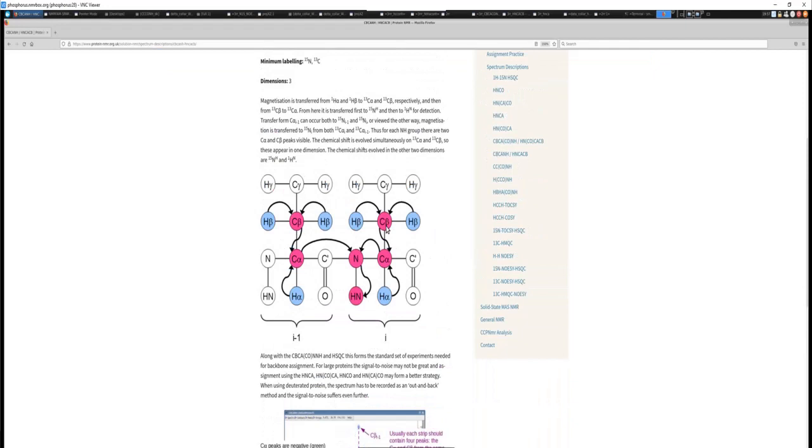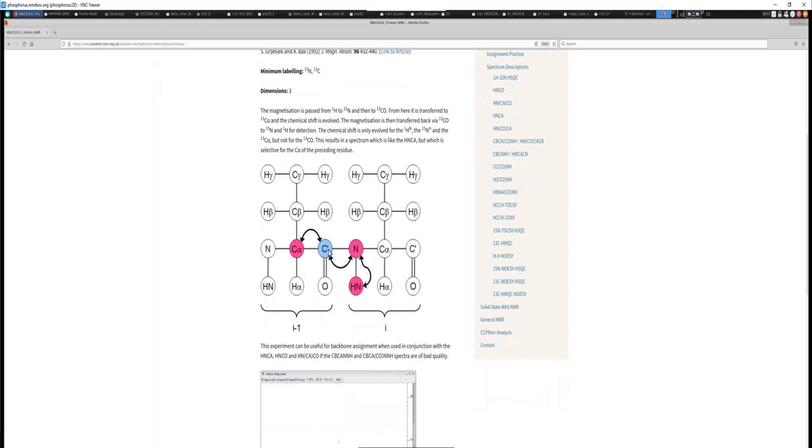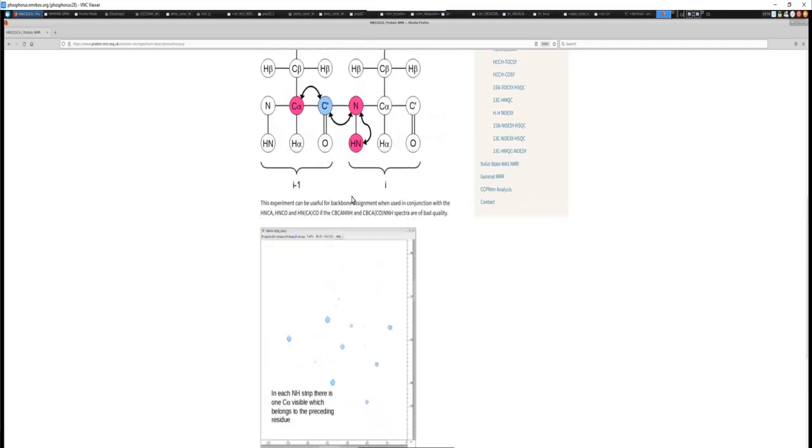So going back to the HNCACB, you can see again, this covers the amide correlation to the I and I-1 C alpha C beta. But there are experiments such as the HNCOCA, where magnetization is transferred through the carbonyl and then to the alpha carbon. And in this way, you are exclusively going to see the I-1 C alpha. And so they have an example here of what it would look like. And each of these would be one strip. So in your strip, you should see only one peak.